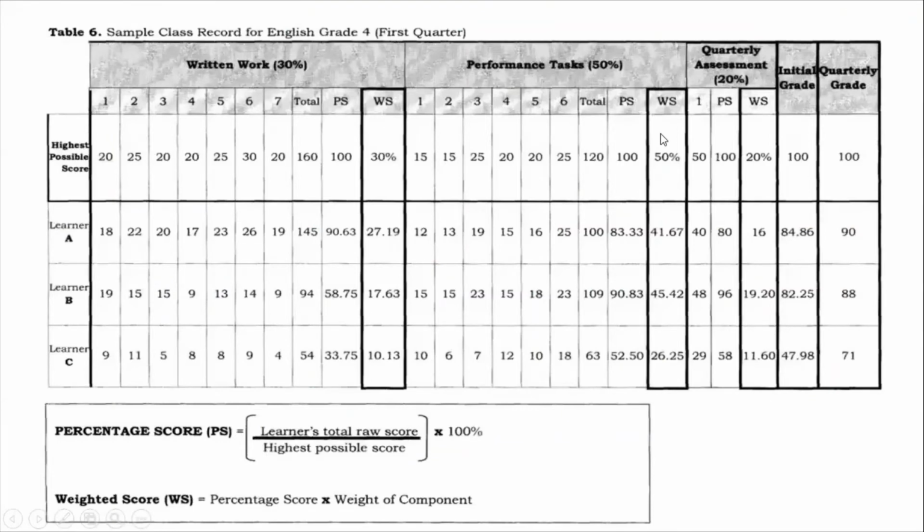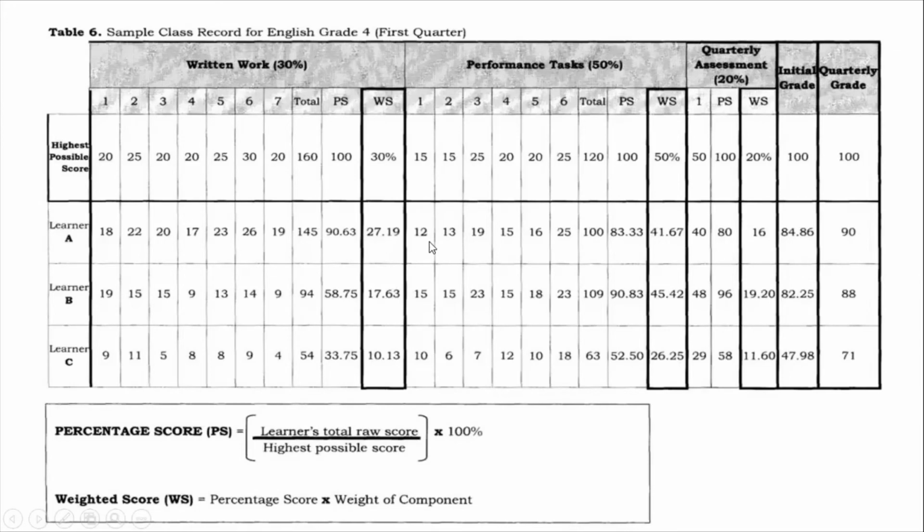So here is an example of the class record. For example, learner A got 18, 22, 17, and so on. So you add everything, and that's 145. So 145 divided by 160 is 0.90625, then times 100, that will become 90.63. And get 30% of the 90.63, that's 27.19. That's the weighted score for written work.